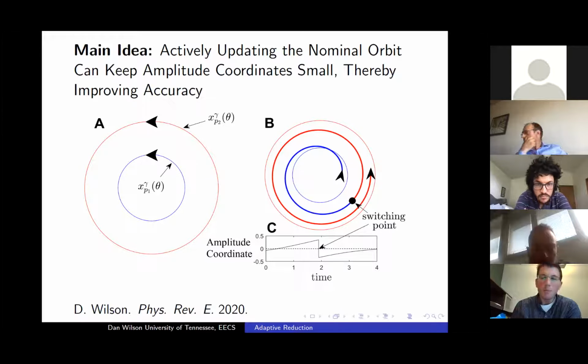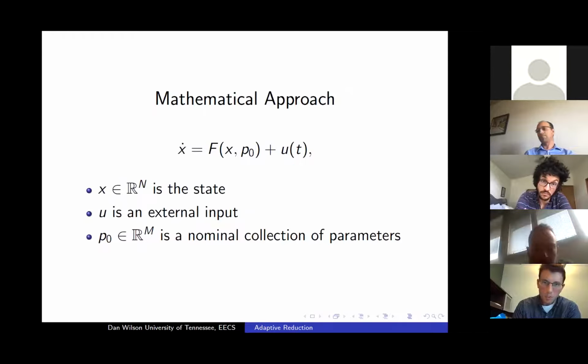But the idea of what I'm going to talk about is the same. We want to handle the reduction of dimensionality in terms of a continuous collection of periodic orbits so that we're never too far from any one of those individual orbits. So that's what I'm going to talk about in this mathematical approach and this derivation in the next couple slides.